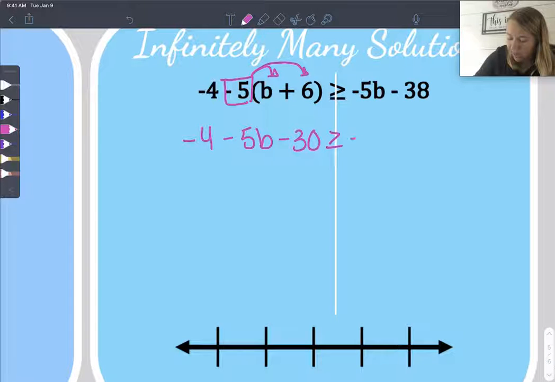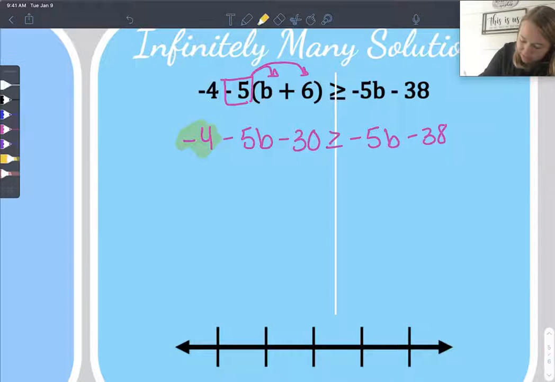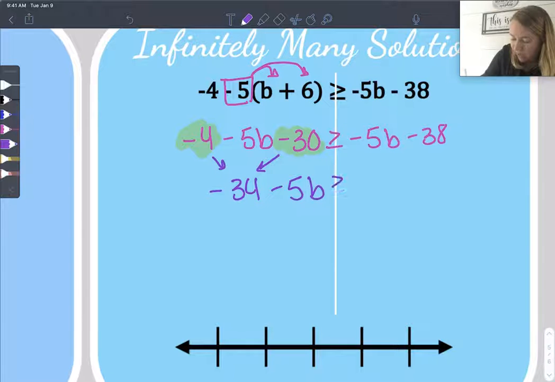And I'll bring everything else down. Then what we can do here is we can combine like terms. I have -4 and -30. I can add these together. When I add them together, we will get -34, and then I can bring down my -5b and everything else.